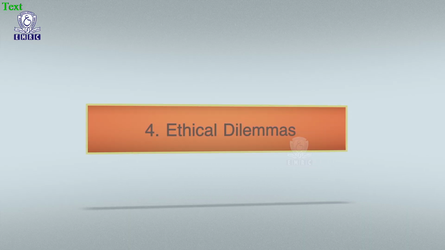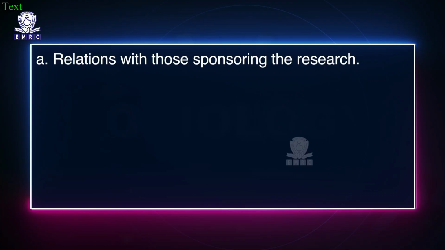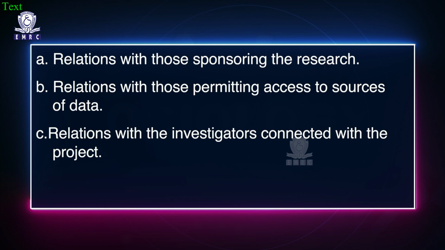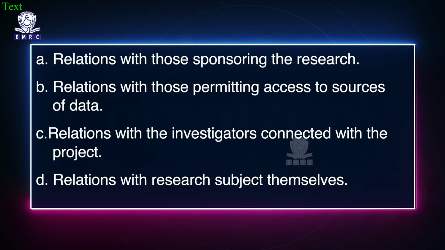4. Ethical dilemmas. This arises out of researchers' relations with other participants in the research process. There are 4 types of interpersonal relations that pose potential ethical dilemmas: A. Relations with those sponsoring the research. B. Relations with those permitting access to sources of data. C. Relations with the investigators connected with the project. And D. Relations with research subjects themselves.